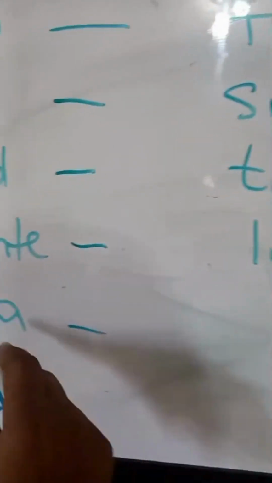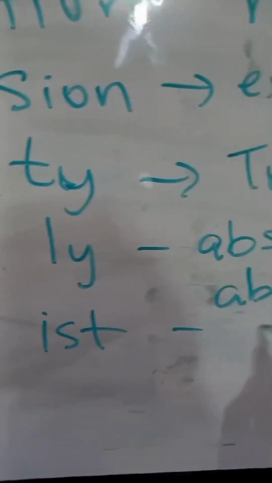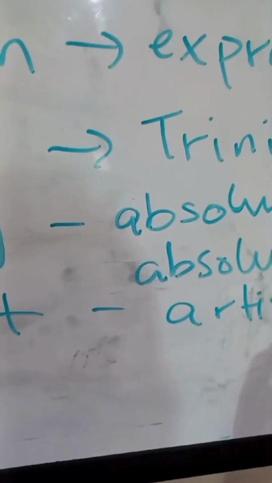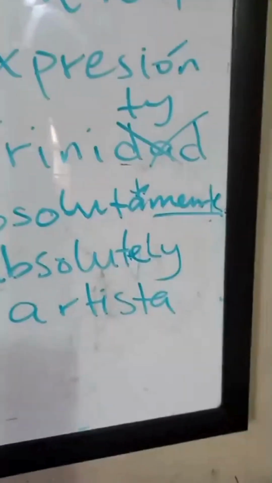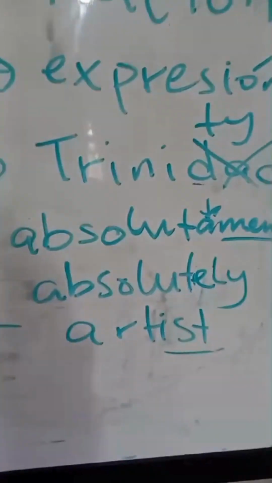And ista, for example, is ist in English. So for example, I could have artista, right? Artist, right? I take off the ista and I put ist, artist, right?